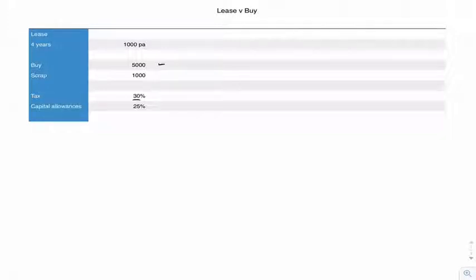Okay, let's have a look at this question then. Now let's presume that the discount is 10%. And I've got a choice now of either leasing or buying. Okay, so if I lease it, it's a 4-year lease.